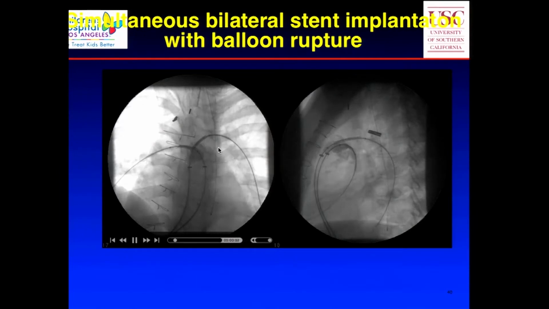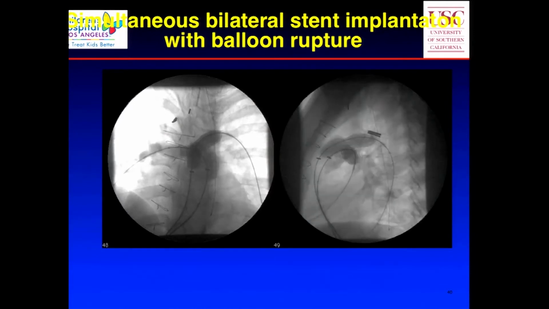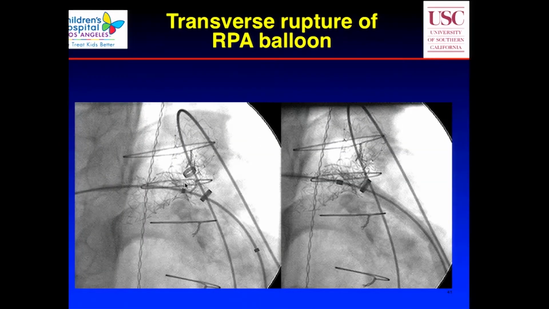There's simultaneous inflations, and you notice that the one on the right suddenly disappears at the balloon because it popped right here. And of course, as we're pulling this, the balloon is coming out, and the balloon is out, but the distal marker of the balloon is still in. This is one of the few times where I had to send a kid to surgery on an emergent basis because there's no way I can take that piece out. So there you see it.